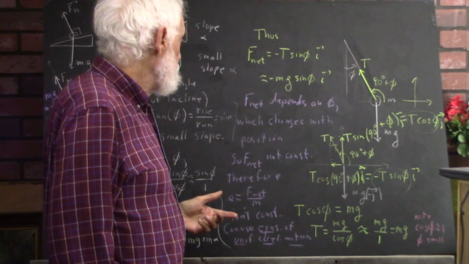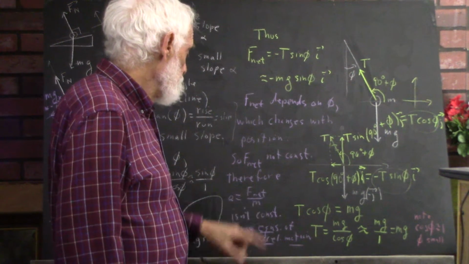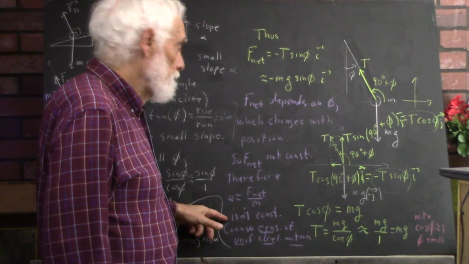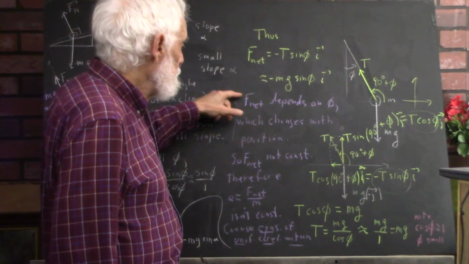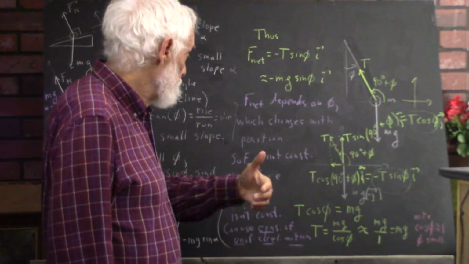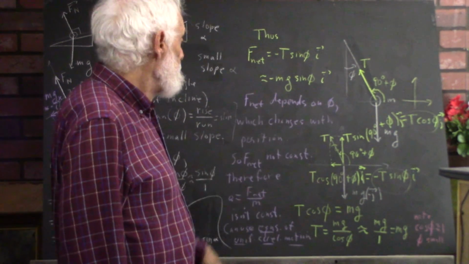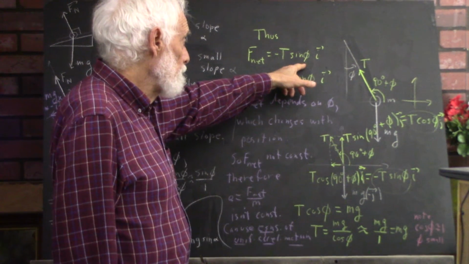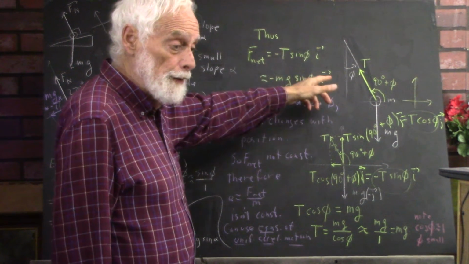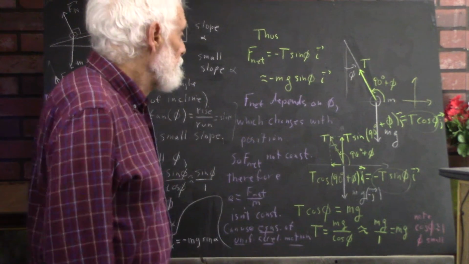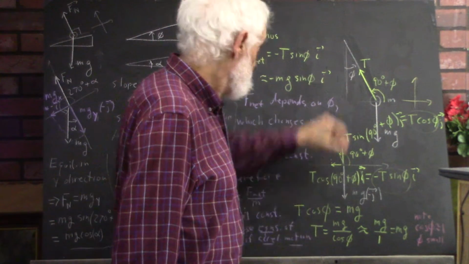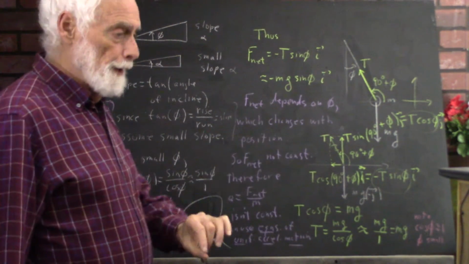Then the acceleration is going to be the net force divided by the mass, and that net force isn't constant. Net force depends on phi, which changes with position. As the pendulum changes position, net force changes. And it's the sine phi, so as phi approaches 0, the net force approaches 0. The bigger phi is, the greater the force. So you have a decreasing force as the pendulum swings from any point toward equilibrium. A force of decreasing magnitude.